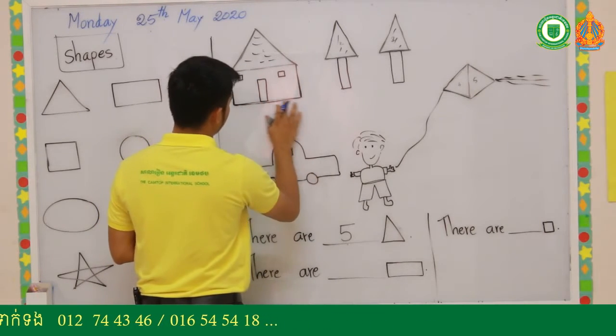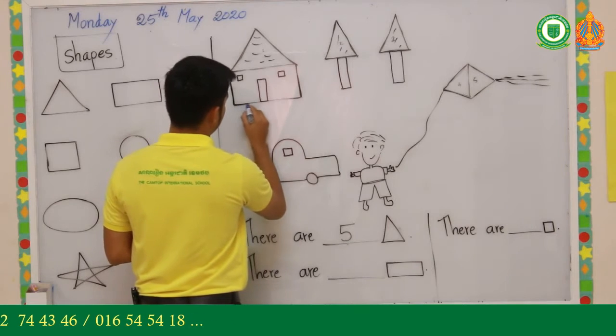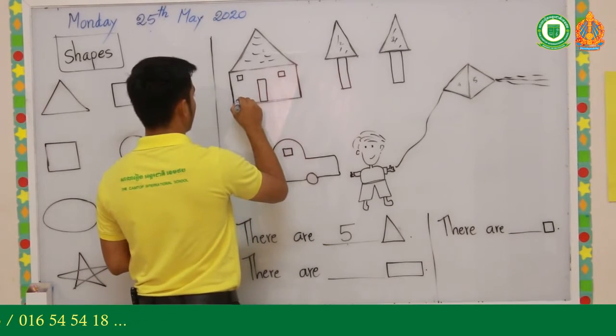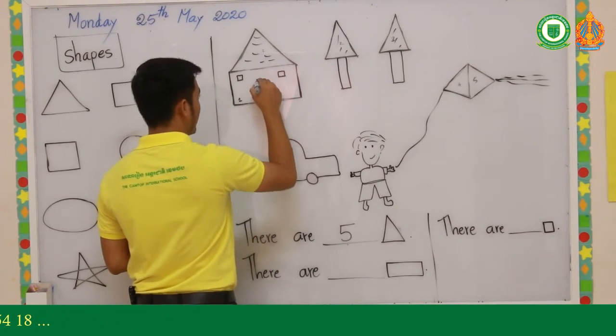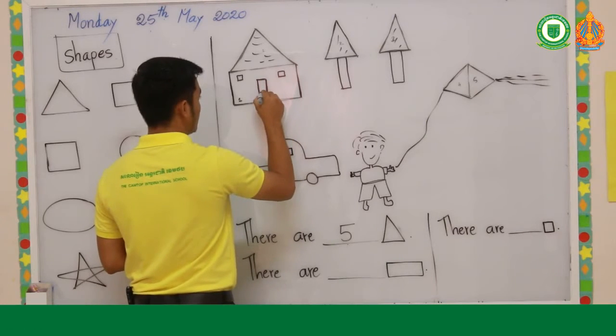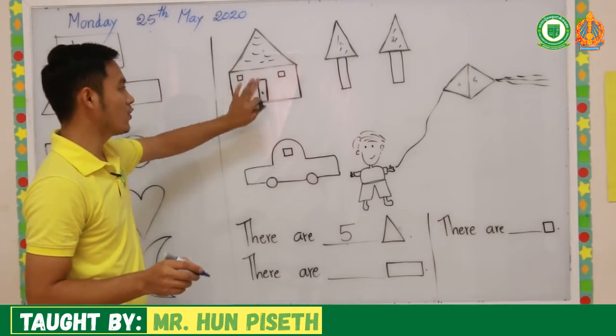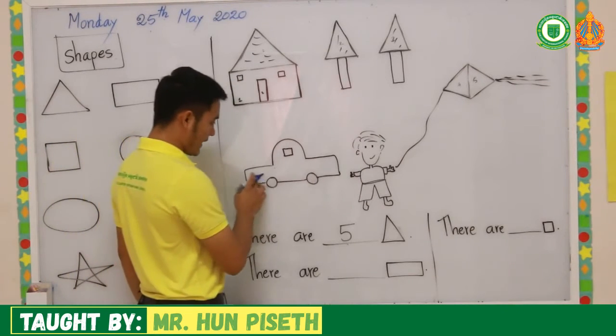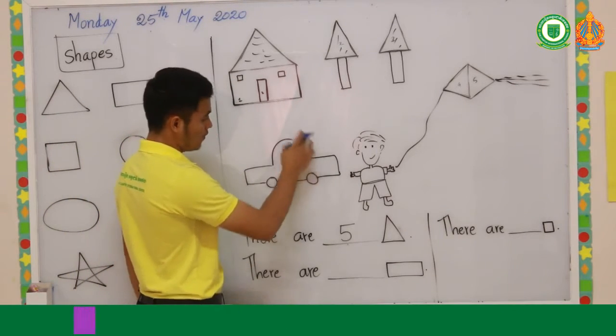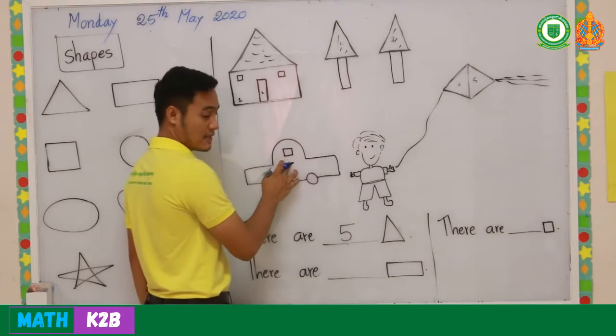One here, okay? And then two here, okay? The door here. Two, you put number two. Yes, this one? No, this one is not a rectangle, don't care. And then can you find here? No, okay, this is a square.